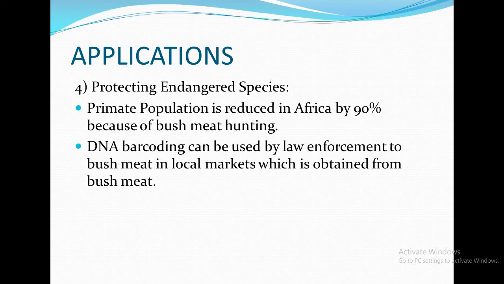Fourth, protecting endangered species. Primate population is reduced in Africa by 90% because of bushmeat hunting. Overall population is also reduced due to global warming and the greenhouse effect. DNA barcoding can be used by law enforcement to detect bushmeat in local markets.